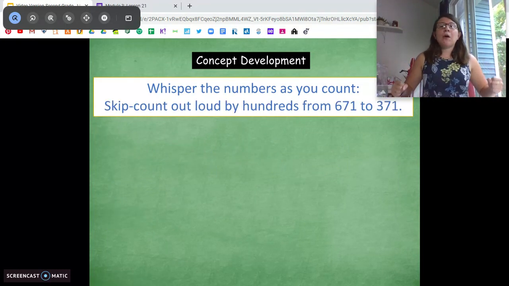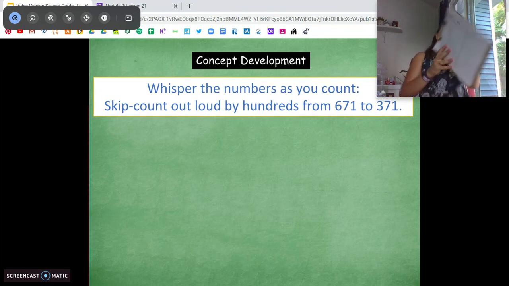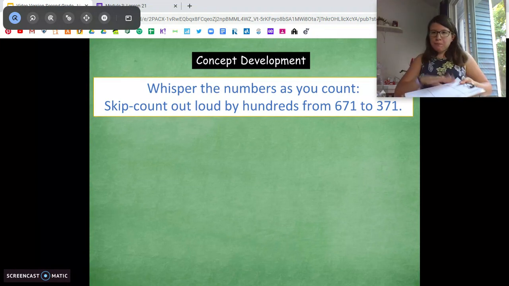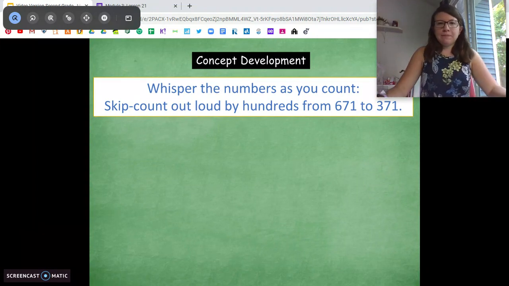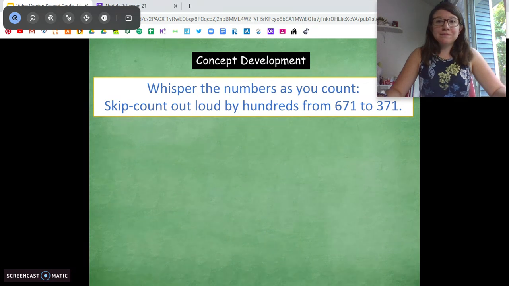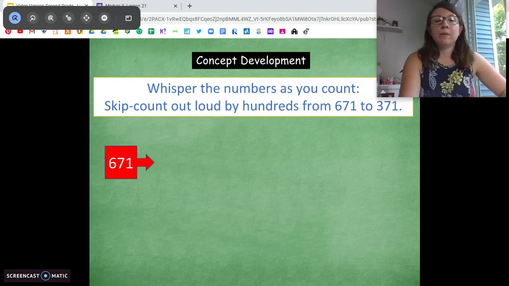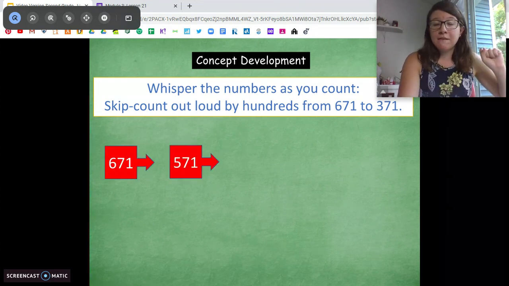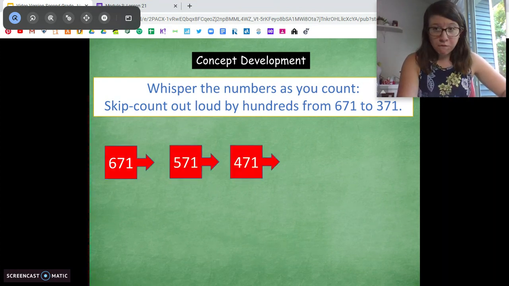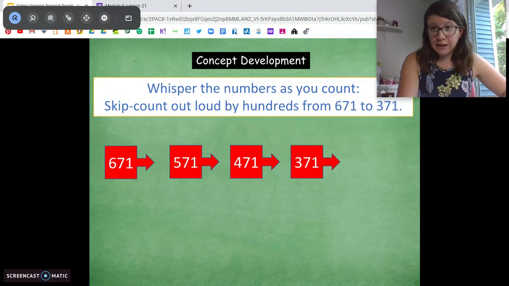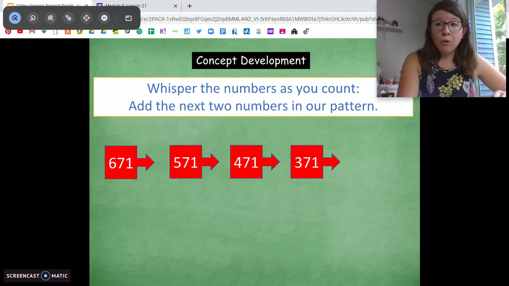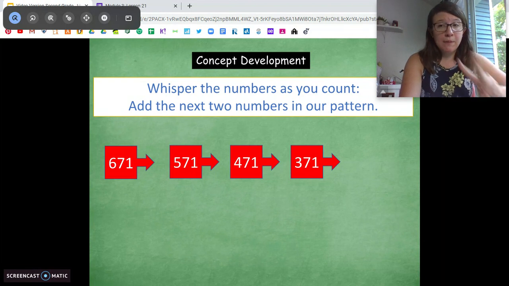Now, last one. We're going to skip count by hundreds backwards. Make 671 on your place value chart. Pause the video and do that. Come back when you're ready. 671. All right, we're counting backwards by hundreds, so you're taking from the hundreds place. So we're at 671, 571, 471, 371. Very good.